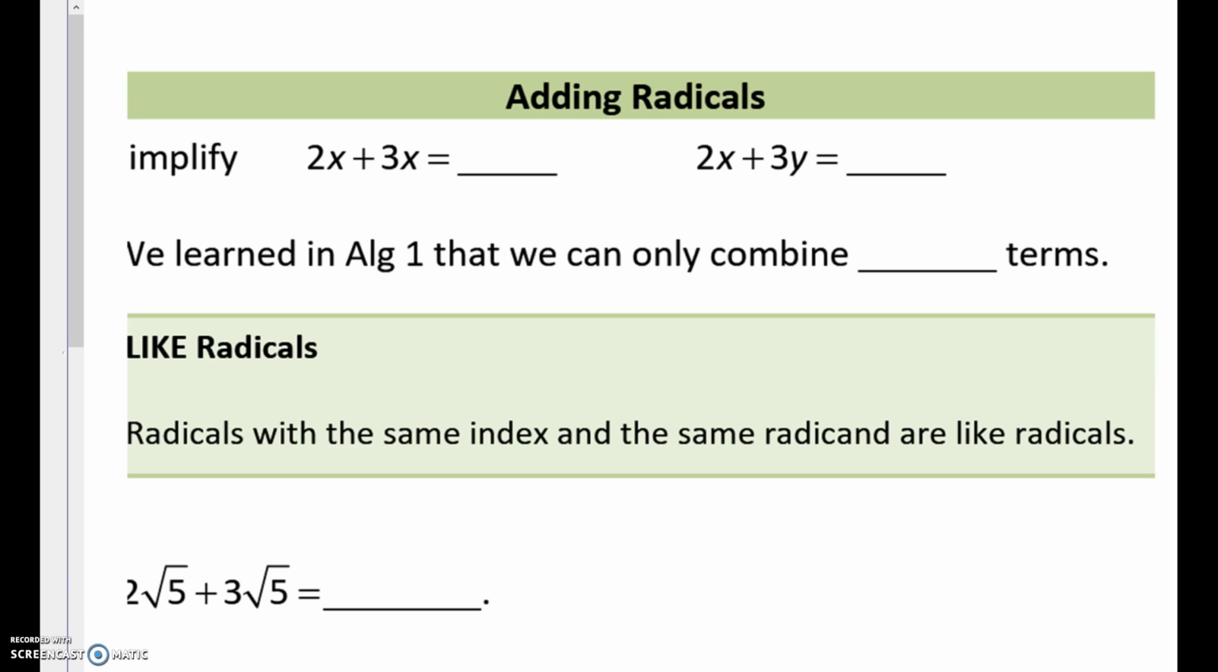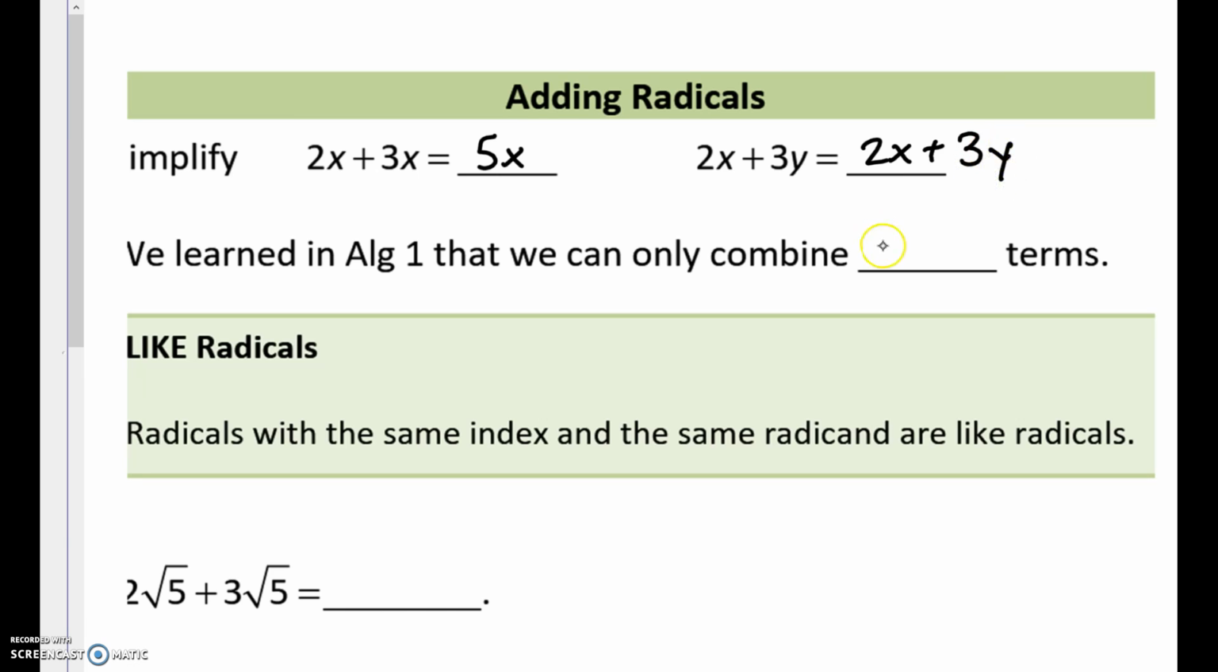Okay, let's talk about adding and subtracting radicals. If you recall from pre-algebra, we can only add like terms. So 2x plus 3x we can add because they're like terms, and they make 5x. Similarly, 2x plus 3y we can't add, so they just end up as 2x plus 3y. That's as simple as that gets.